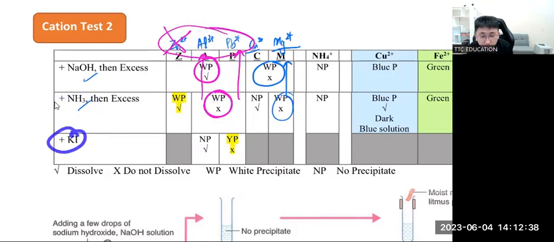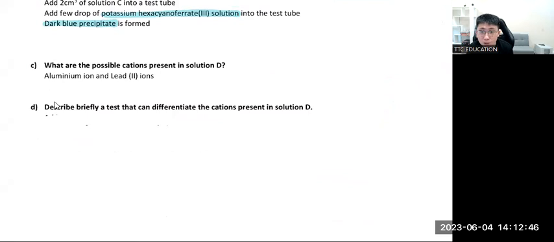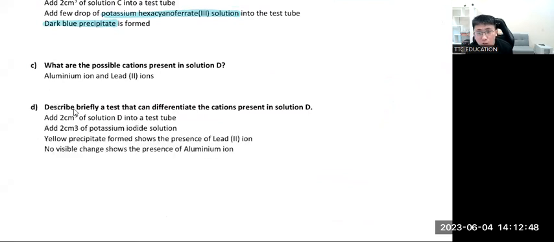If you see no precipitate, Al3+. If you see yellow precipitate, Pb2+. So my answer here must include both observations. Add 2 cm cubed of solution D into a test tube. Then you add potassium iodide. If you see yellow precipitate, it is Pb2+. If you see no visible change, which is no precipitate, it is Al3+.